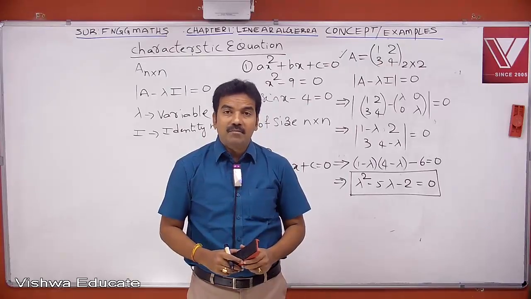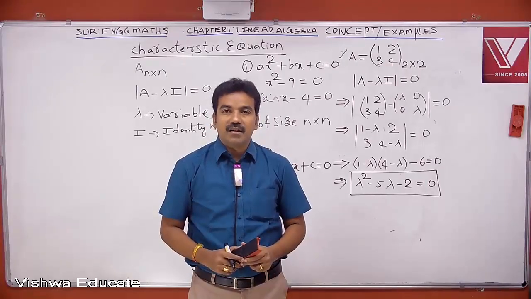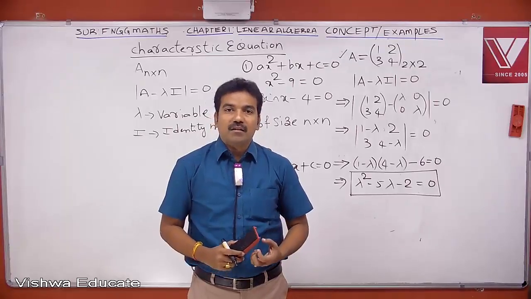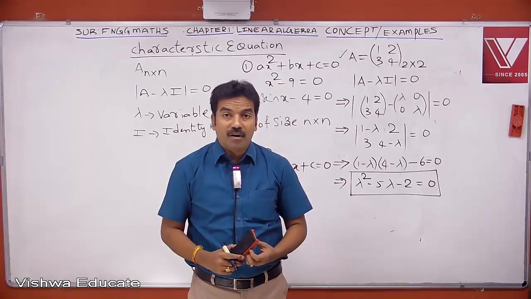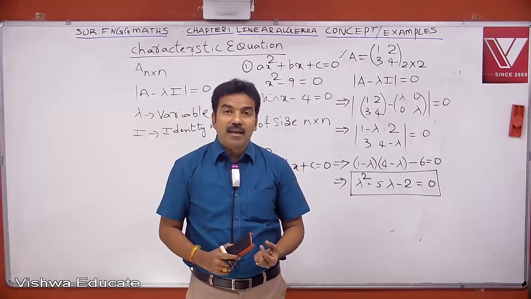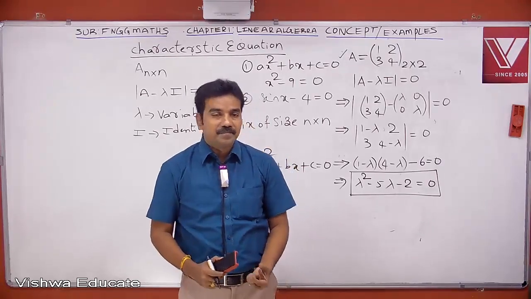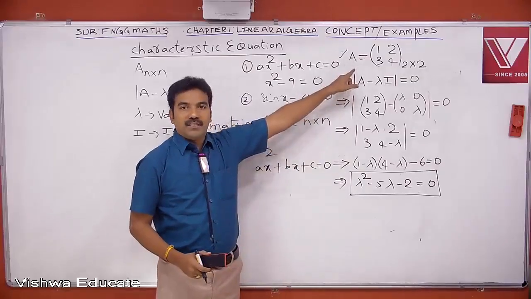If it is a 3 by 3 matrix, its characteristic equation is a polynomial of degree 3. In general, when you discuss the characteristic equation of an n cross n matrix, it is simply a polynomial of degree n. Note down this example.